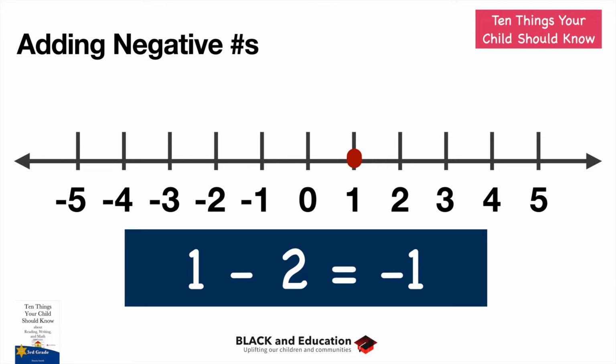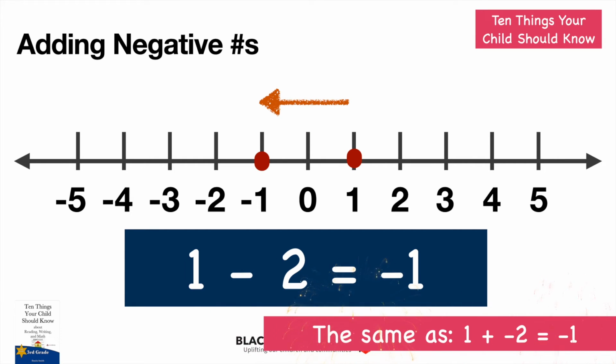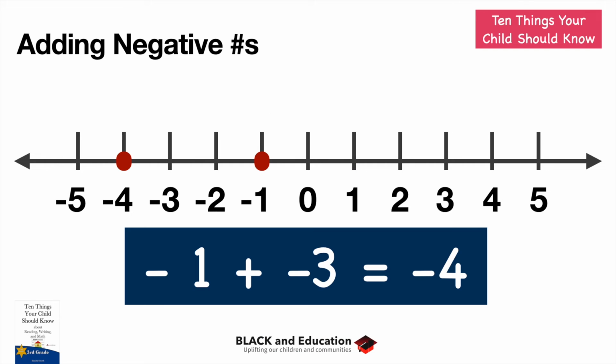So it's really something you want to think about. It's kind of easy. If I change that and I just had 1 minus 2, instead of 1 plus negative 2, I would still be going 2 to the left and I'd still end up at negative 1. So that's essentially the same as saying 1 plus negative 2. So 1 minus a positive 2 is equal to negative 1, and 1 plus a negative 2 is equal to negative 1. So essentially what that's saying is adding a negative is just like subtracting a positive.